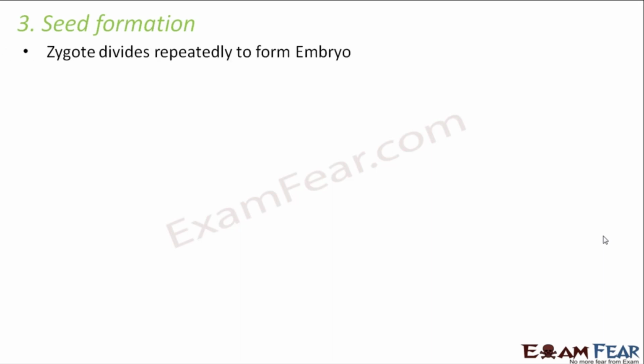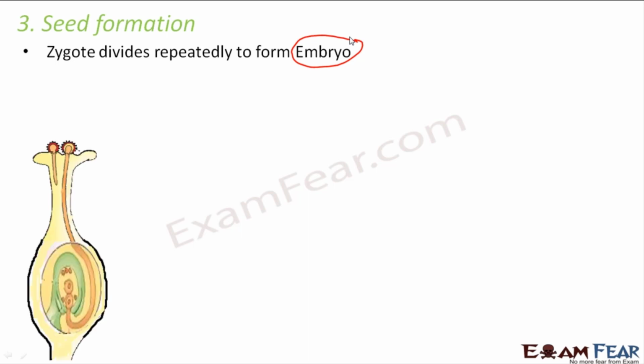Now the zygote will divide repeatedly to form the embryo. The zygote was single celled. There was only one cell in the zygote. But this one cell will divide repeatedly. So cell divisions will occur. As a result, many cells will be formed. And this multi-celled organism is called the embryo. So the zygote will turn into an embryo, right? Now this embryo plus the endosperm, which I talked about in the previous slide, together form the seed.